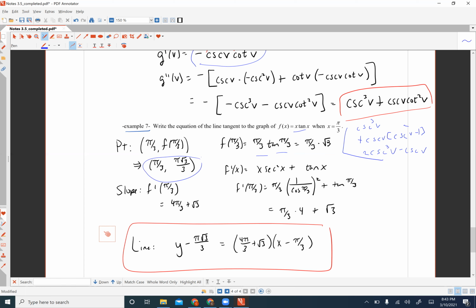But we're going to have to use the product rule. So yeah, now these derivatives get longer. That x tan x is now turning into a function with a plus sign in the middle. Okay, so let's first take the derivative of tangent.